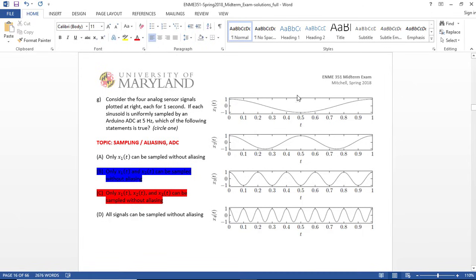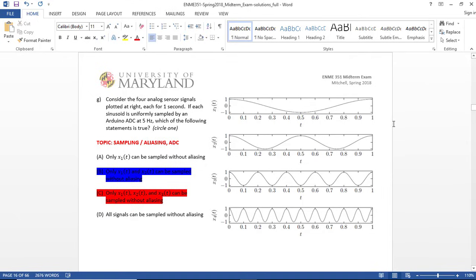So this first signal looks like it's about a 1 hertz signal. This is about a 2 hertz signal, and so on. And if I'm sampling at 5 hertz, well, the maximum frequency content I can see based on what Nyquist tells me is 2.5 hertz, right? So for version 1, only these first 2 signals will get through without aliasing.